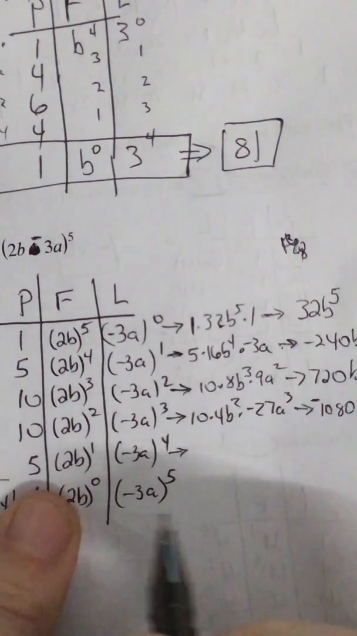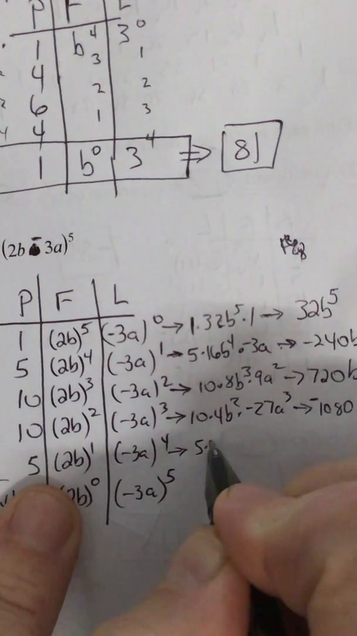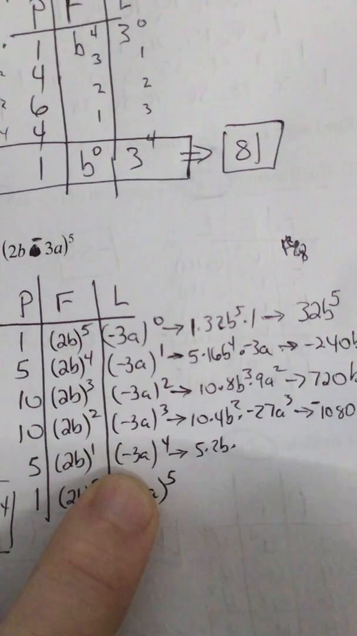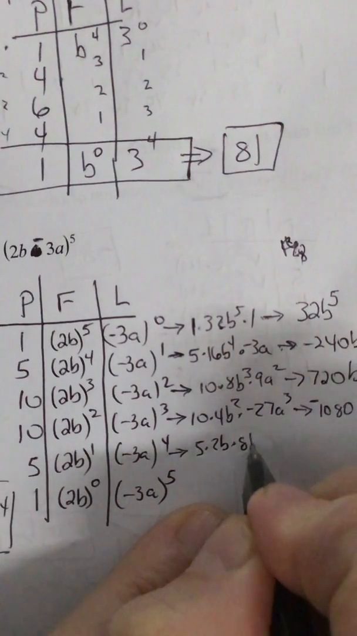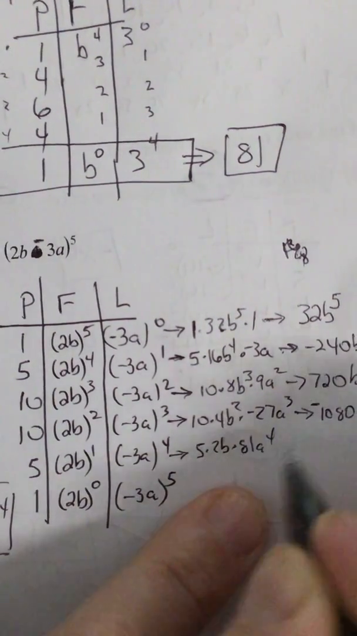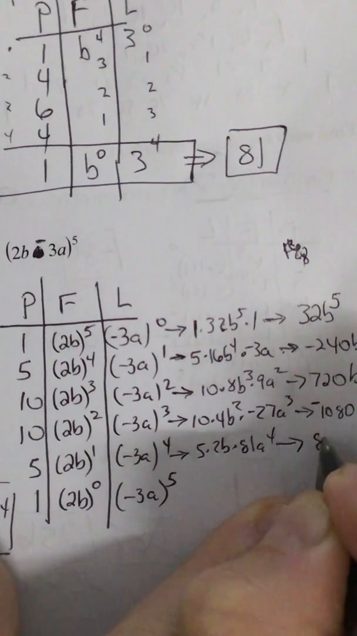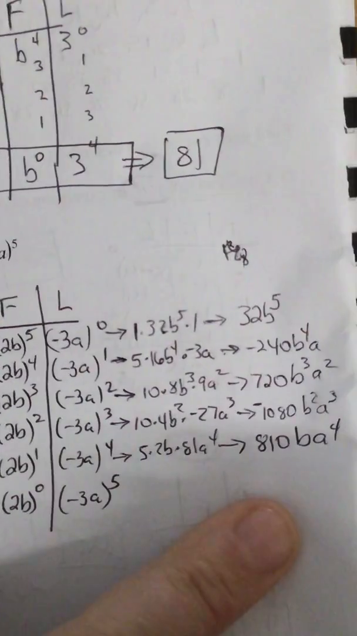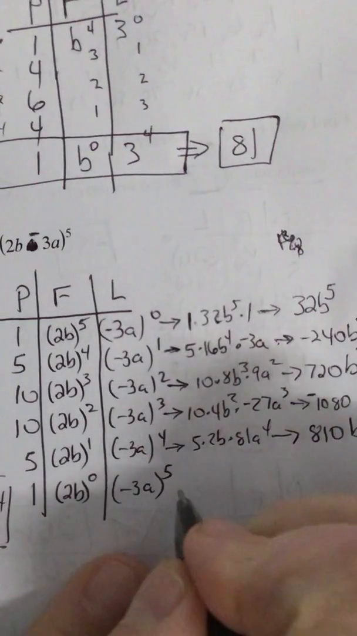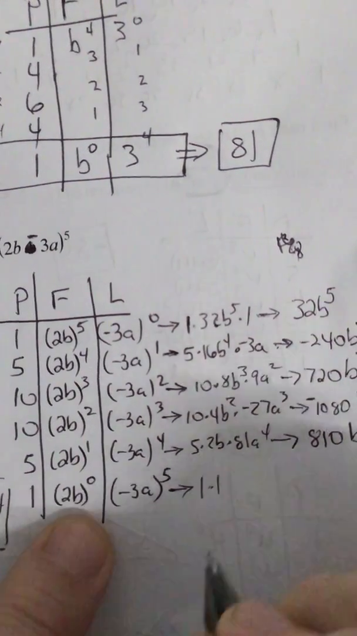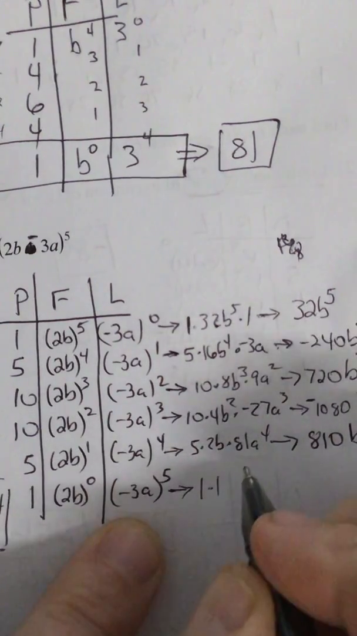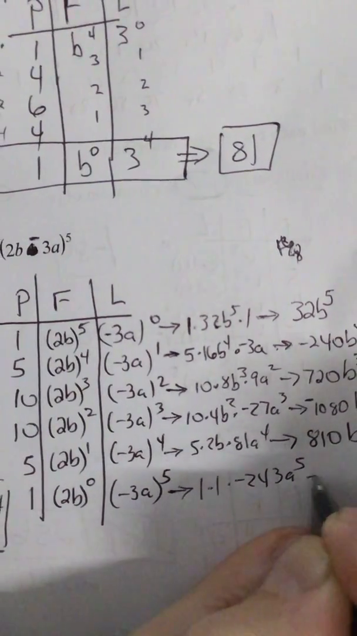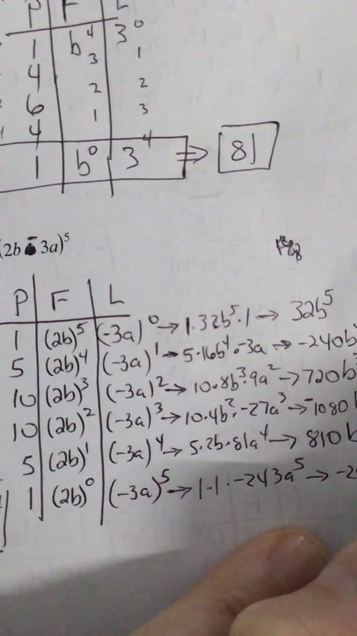Okay, the next one. Here we have 5 times 2b. 3 to the negative 4 negatives is positive. 3 to the 4th is 81, so it's 81a to the 4th. So I've got 10 times 81a to the 4th, so that's positive 810 b a to the 4th. And then lastly, that's a 1 times another 1 times negative 243a to the 5th. So of course that's negative 243a to the 5th.